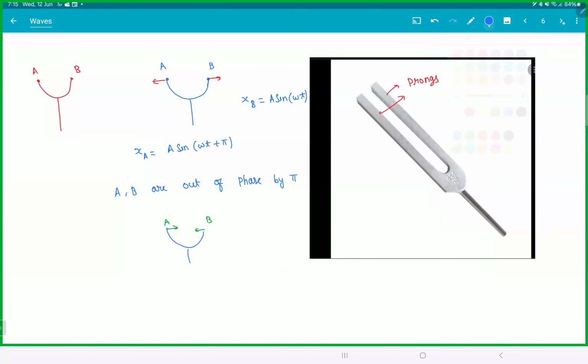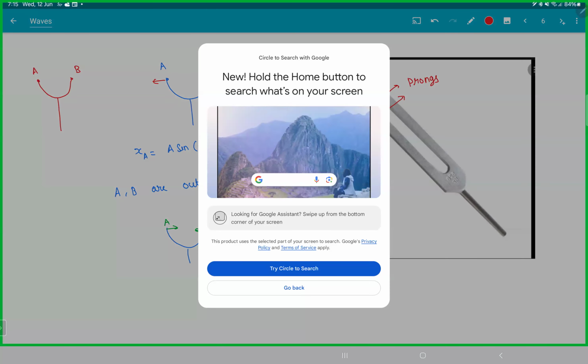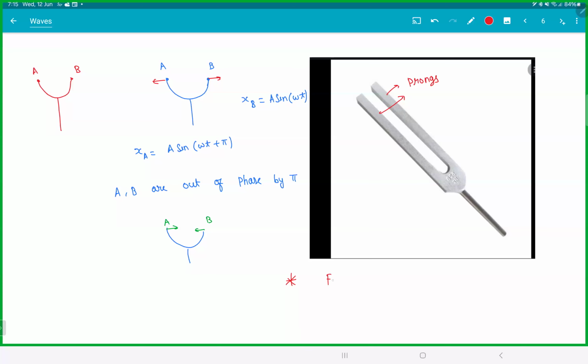The frequency depends on the temperature. If you increase the temperature, what will happen? The prongs will become longer. If the prongs are longer, it's more difficult to oscillate. So frequency decreases if you increase the temperature. So if you take a tuning fork and increase the temperature, the frequency changes. There are other ways also to change the frequency, like adding mass. We will see that later on. But there's a theoretical question: if you increase the temperature, what happens to the frequency of the tuning fork? It decreases.